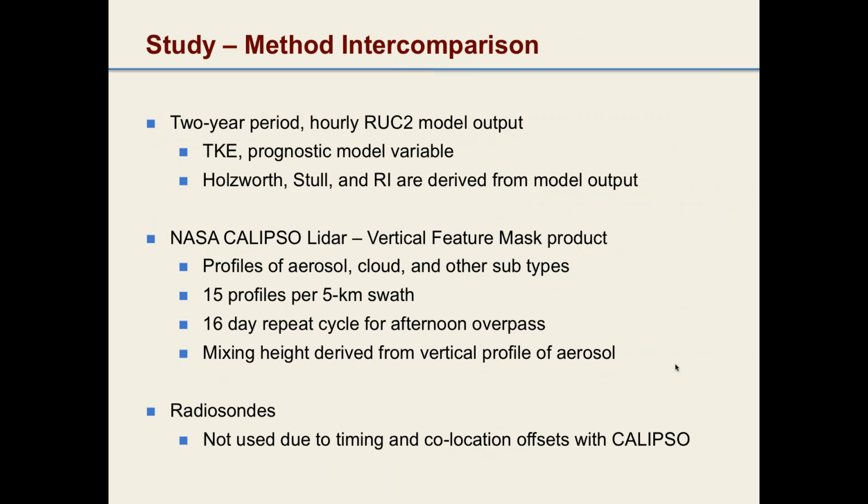So this little study I did used 2 years' worth of data, and I used the RUC2 model output just because it covered from 2009 through 2010, and it had TKE available. I could get the actual analysis from the model, not using forecasts, which was important for me. And I could compute all 4 methods with it. I could get the TKE, the Holsworth, Stoll, and Richardson number. So I computed that for 2 years at select grid points over the CONUS.